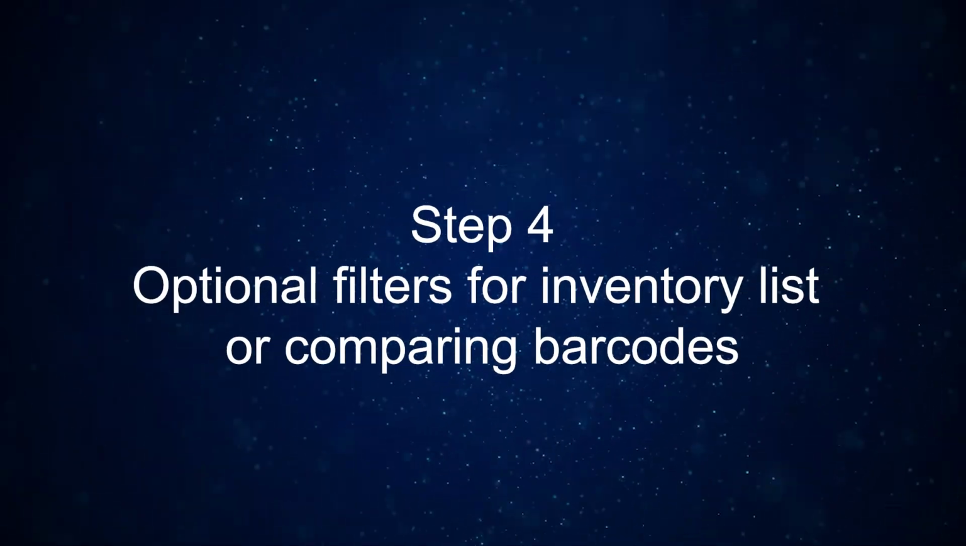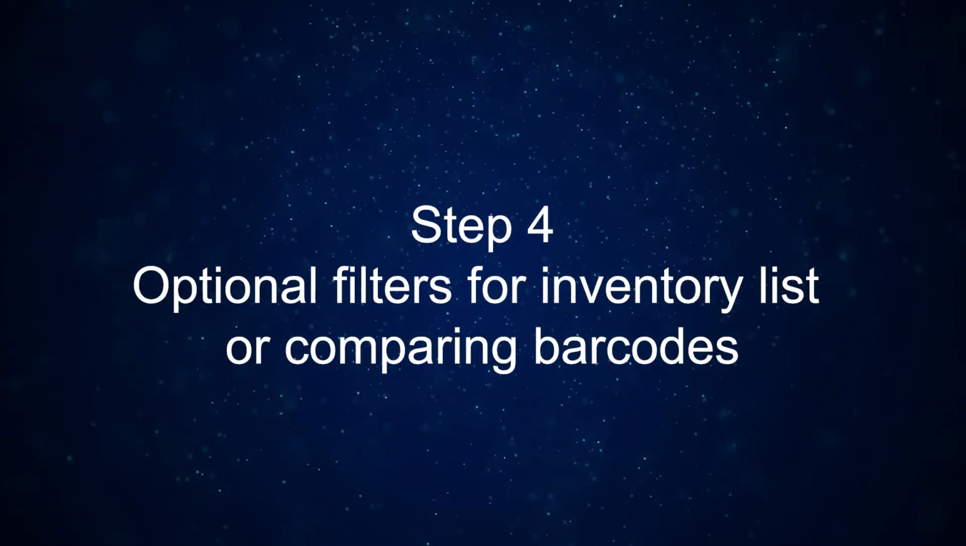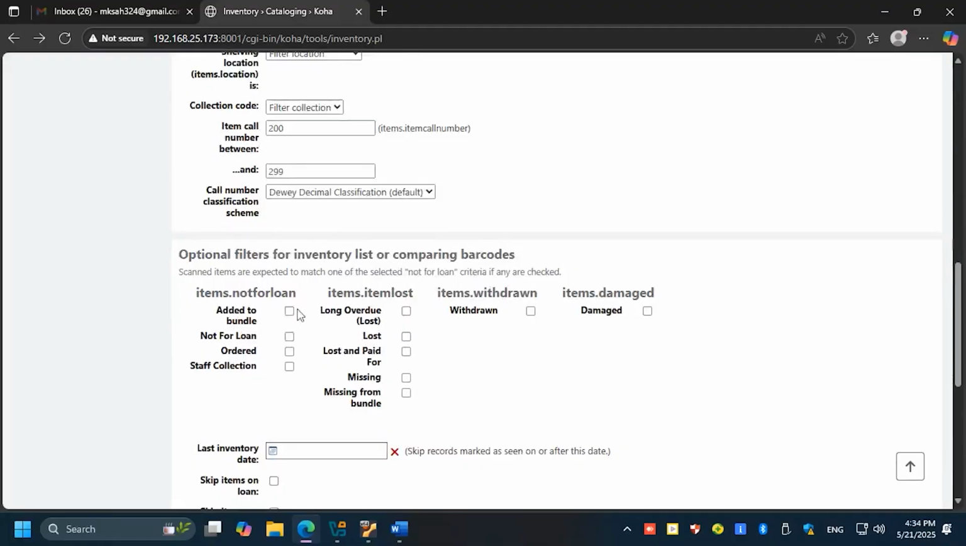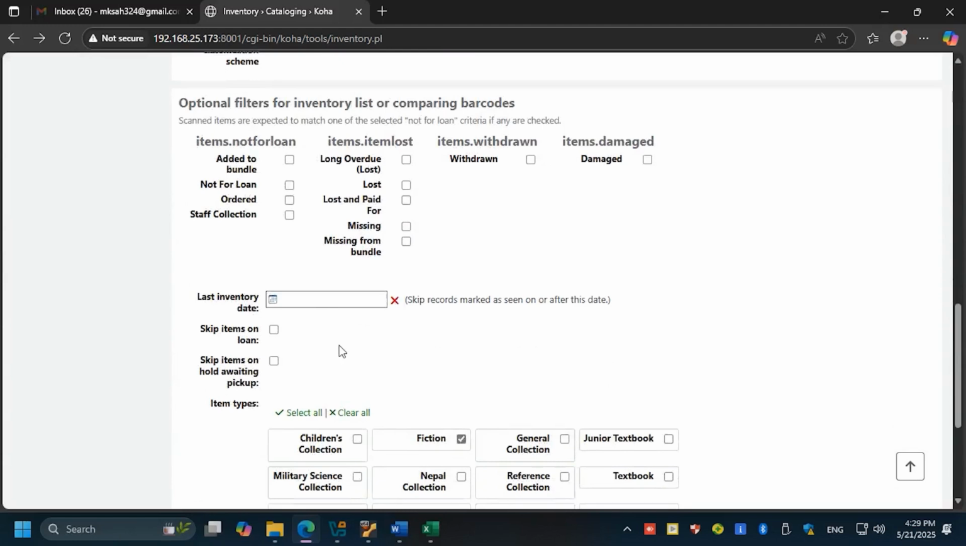Step 4. Optional filters for the inventory list or comparing barcodes. You can further filter items by their status, including not for loan, lost or long overdue, missing, withdrawn, damaged. This ensures you're reviewing only the relevant in-circulation items.